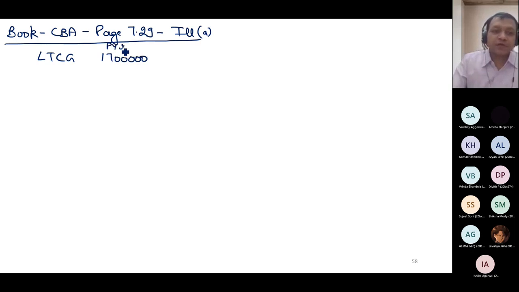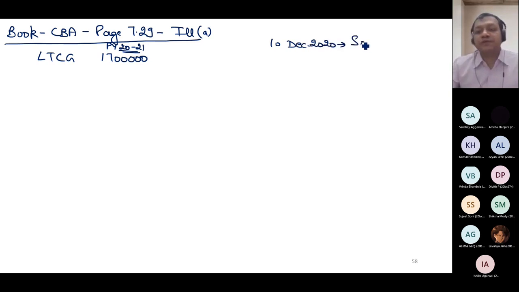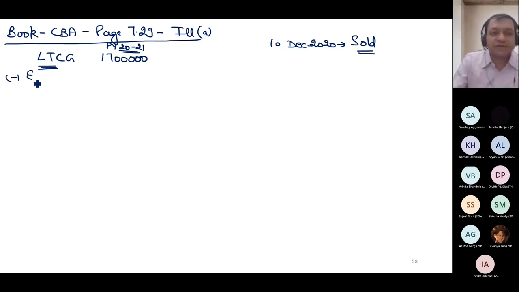Previous year 2021. And on which date have I sold the house? 10th December 20. I sold the residential house, and I earned a gain. The house was purchased by him 10 years ago. Since this house was purchased 10 years ago, by default the gain is long term. Now can you tell me, can I claim exemption of 17 lakh under section 54? Can I claim the exemption? Yes.